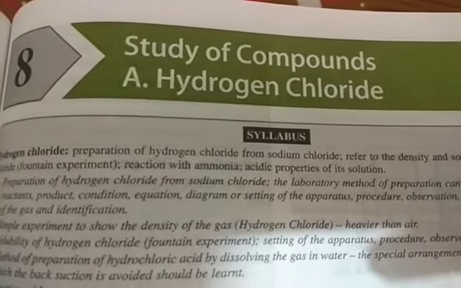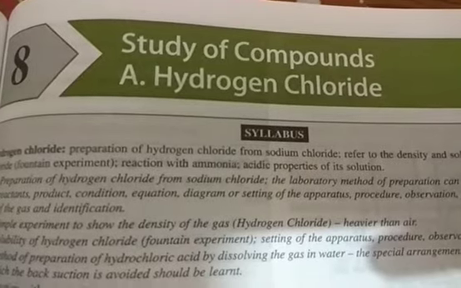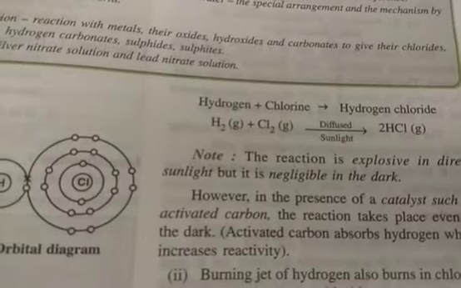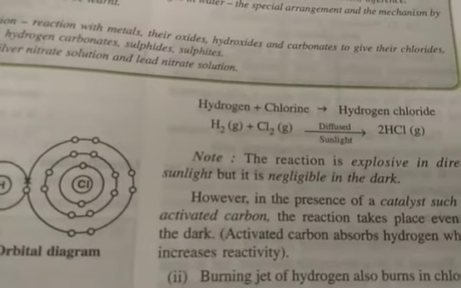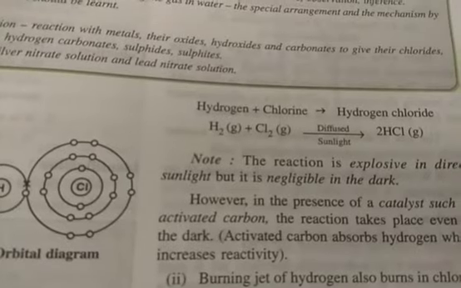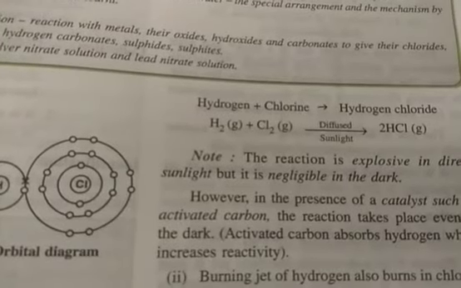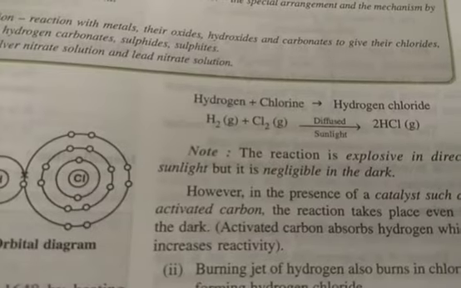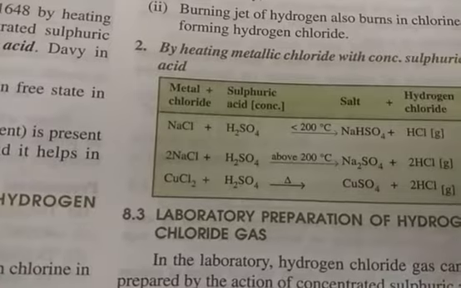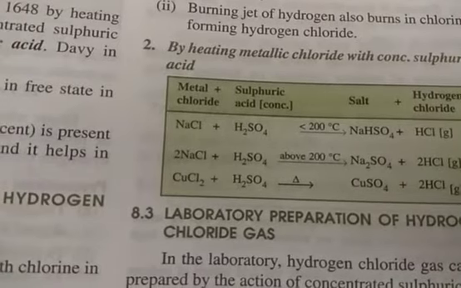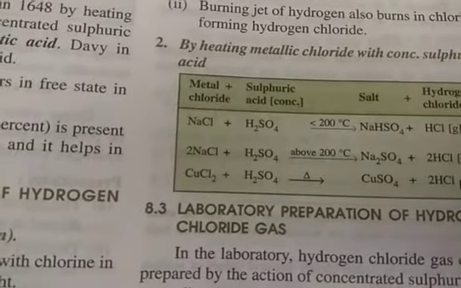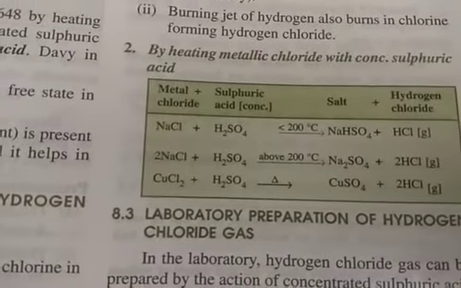Students, you know the formula of hydrogen chloride, it is HCl. HCl gas can be produced by the action of hydrogen and chlorine together in the presence of sunlight. But this reaction is quite explosive, or very exothermic. So it can take place in the dark also, but the rate will be slow. It can also be prepared by the action of sulfuric acid on some metal chlorides, like sodium chloride or copper chloride. You can see the reaction, HCl has been produced.